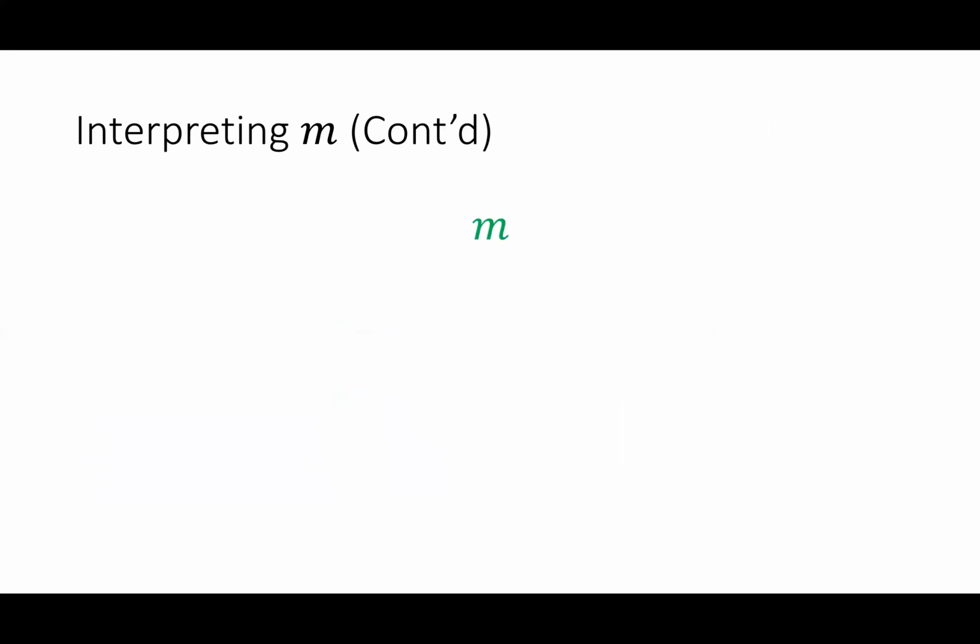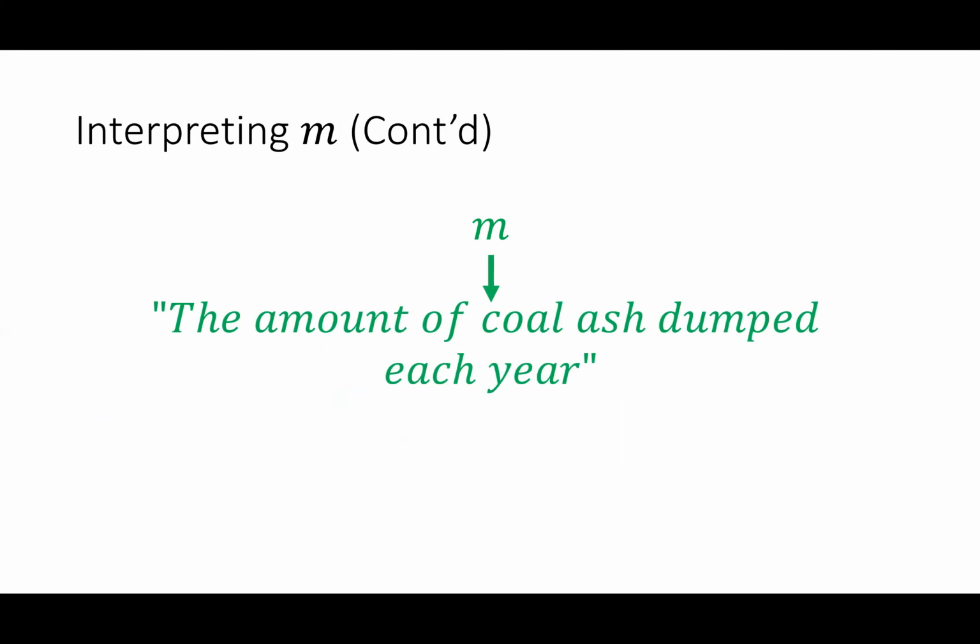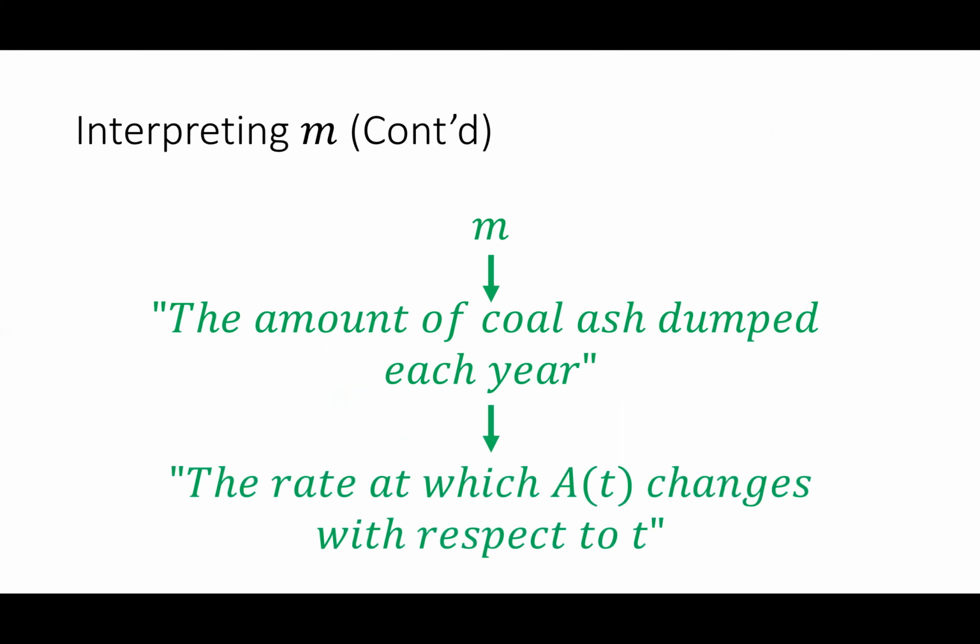So let's think more about this. What M represents here is the amount of coal ash dumped each year. And we could also think of this as the rate at which A of t changes with respect to t.